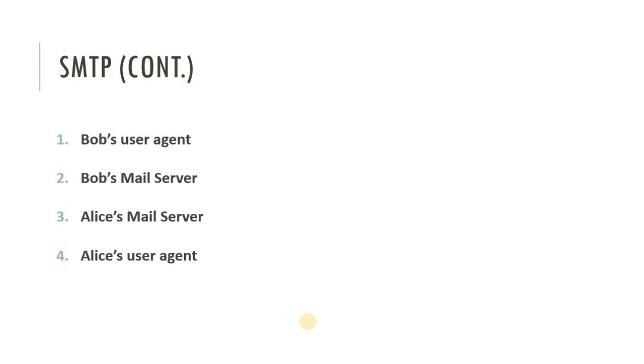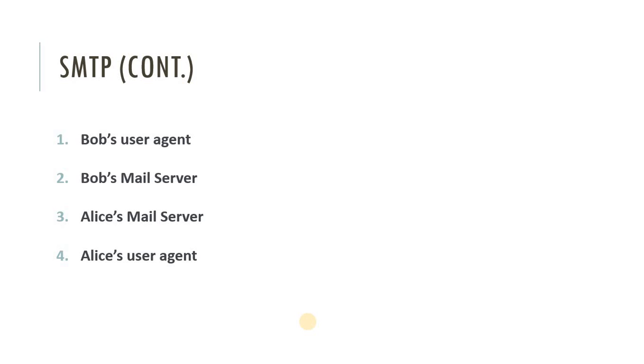So again, similar to Bob's user agent, this is the application running on Alice's laptop that allows her to fetch email from her mail server to read. It also allows her to compose messages on her laptop and push them to her mail server to be later delivered to the proper recipients.